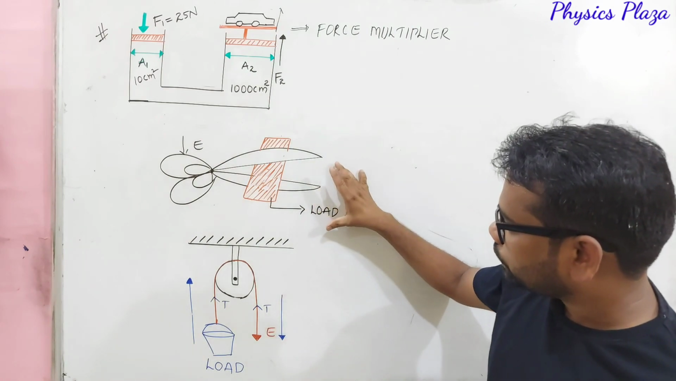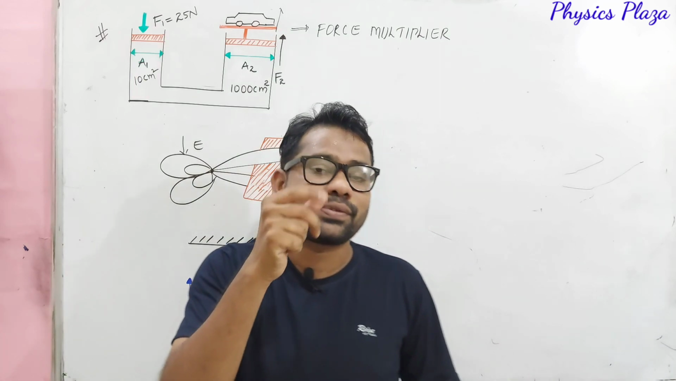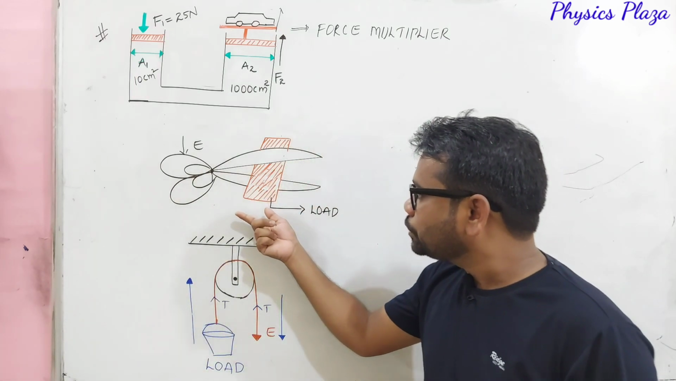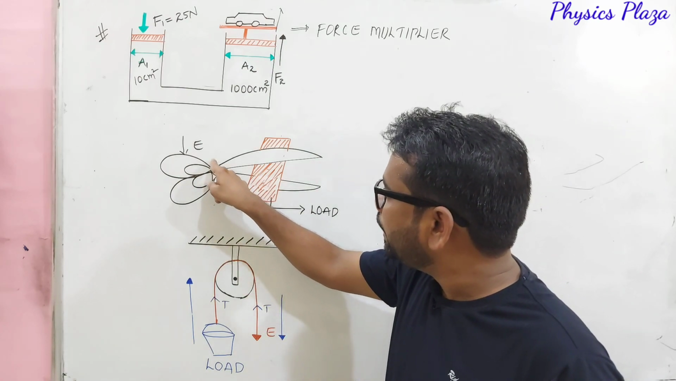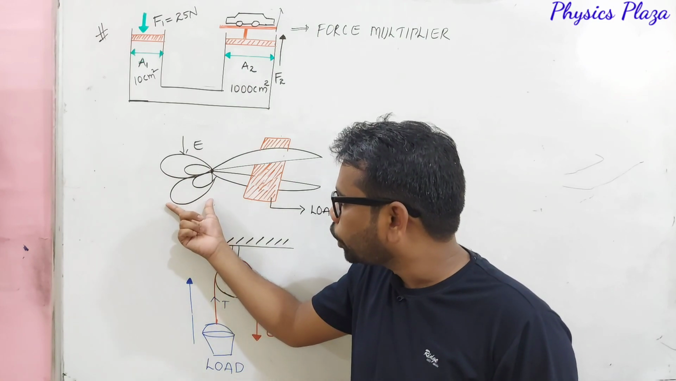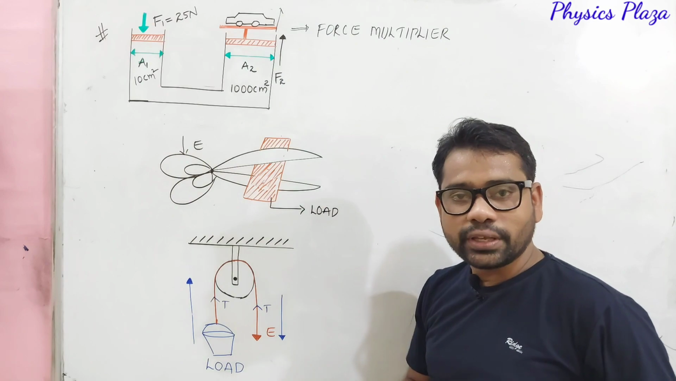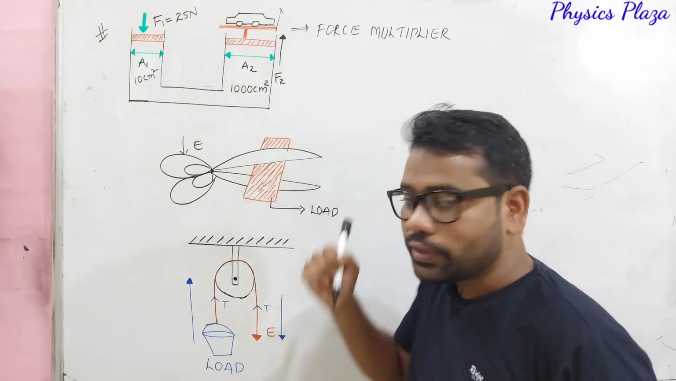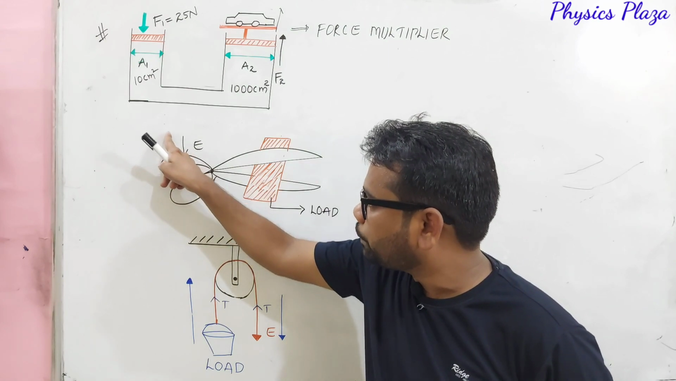Fine. Now come to this one. It's very clear that it is a scissor. Children, in scissors also we have various types. But this is a scissor which is used to cut cloth. What is special about this scissor? These blades are longer than the effort side. Look here: the handle is shorter and the blades are longer. And what is the load here? The cloth which we are trying to cut is the load, and here is the point where we apply the effort.